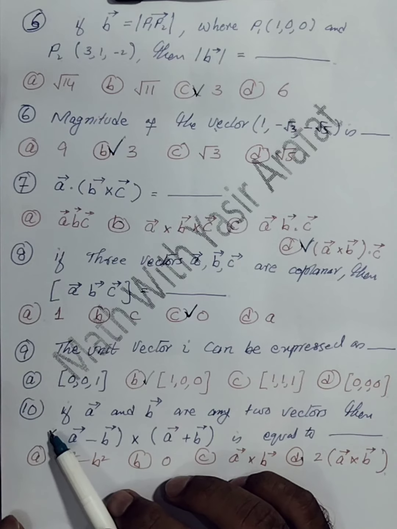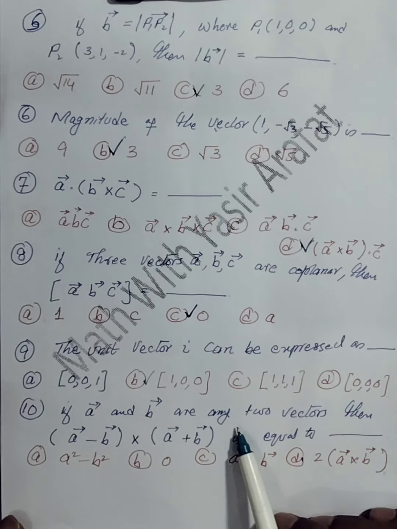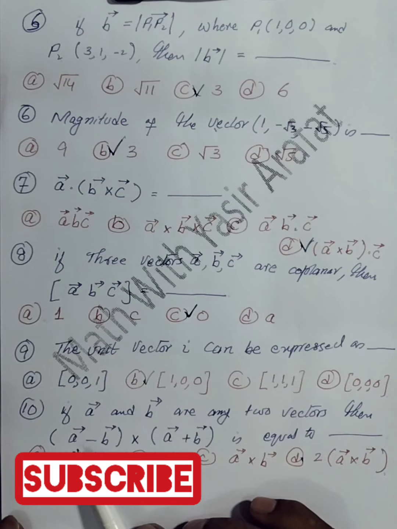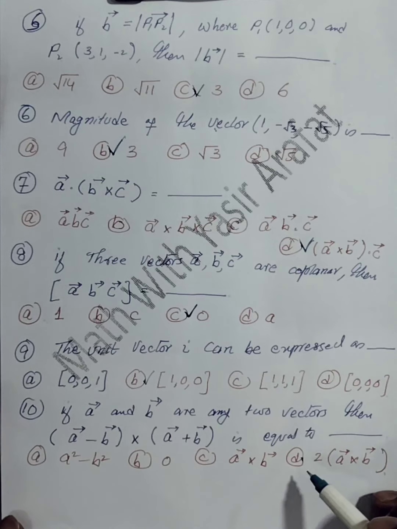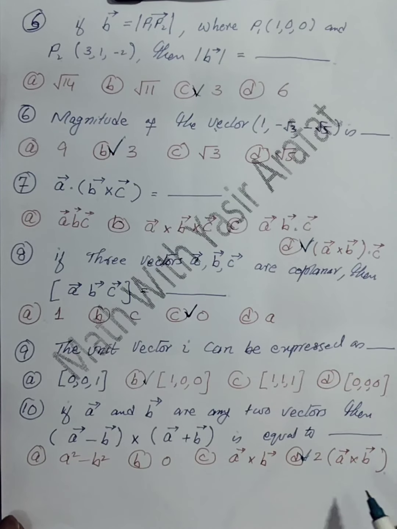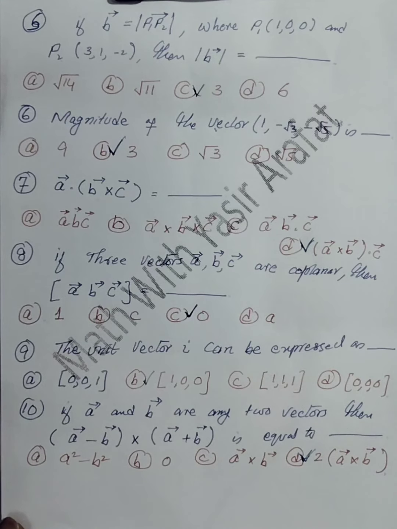Now come to the last MCQ, that is the 10th MCQ. If A and B are any two vectors, then (A minus B) cross (A plus B) will be equal to 2 times A vector cross B vector. So the D option is correct for the 10th MCQ.